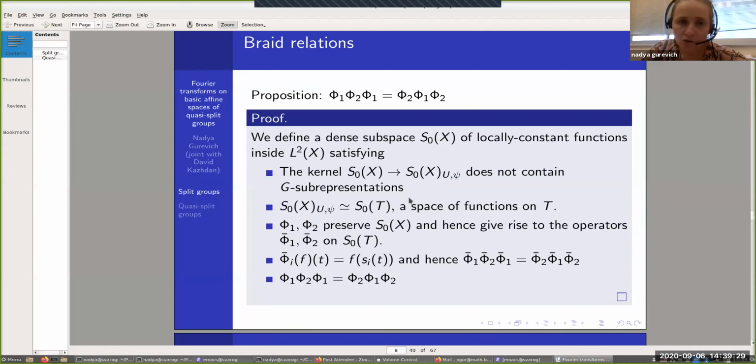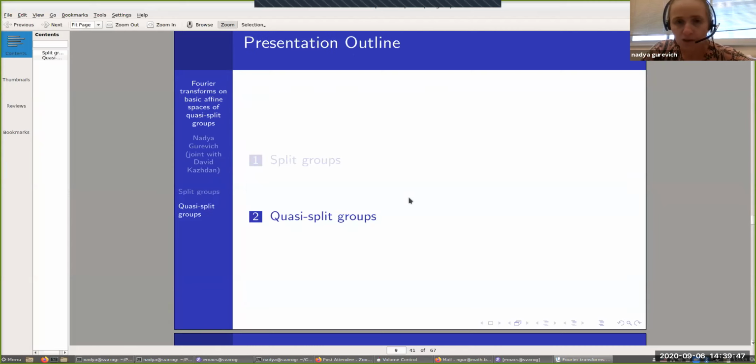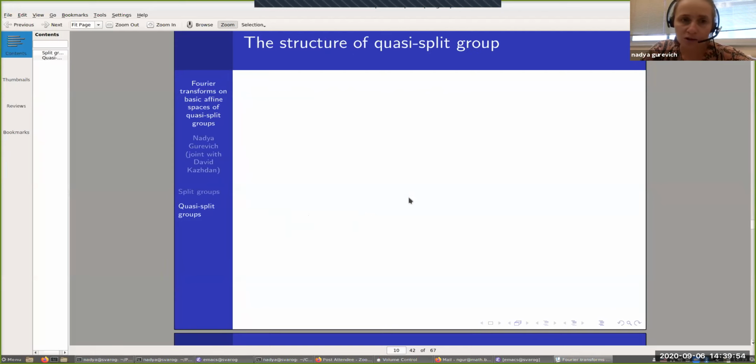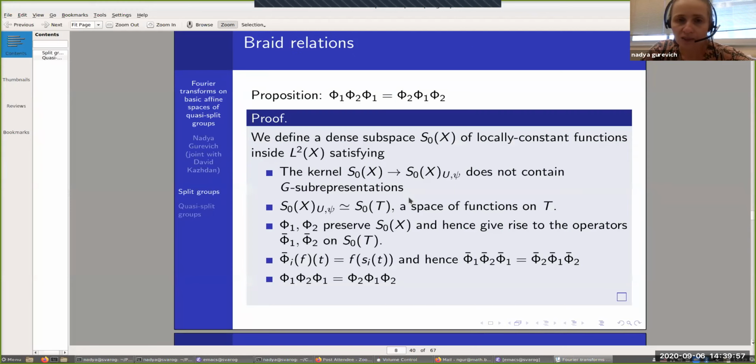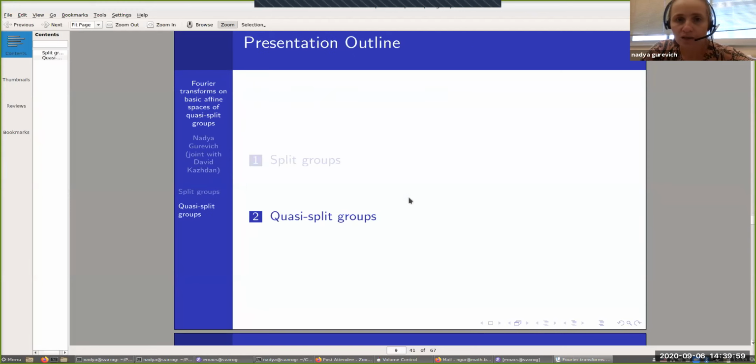Okay, so this kind of proof has nothing to do with the specific case of SL3, and actually works for an arbitrary split group. So so far about split groups. Basically all this construction was done in the 80s by Gelfand and Graev.